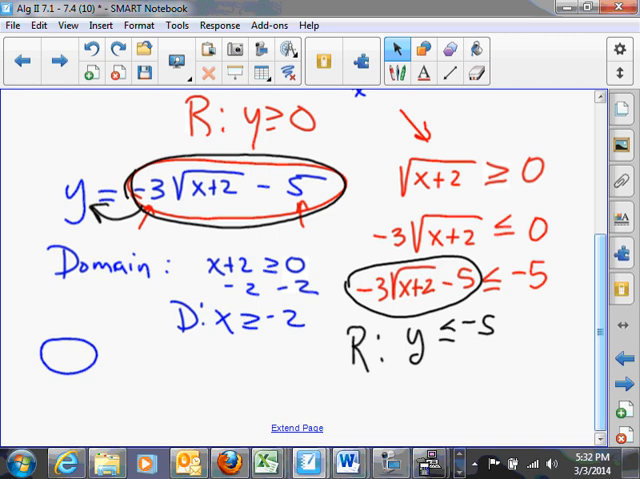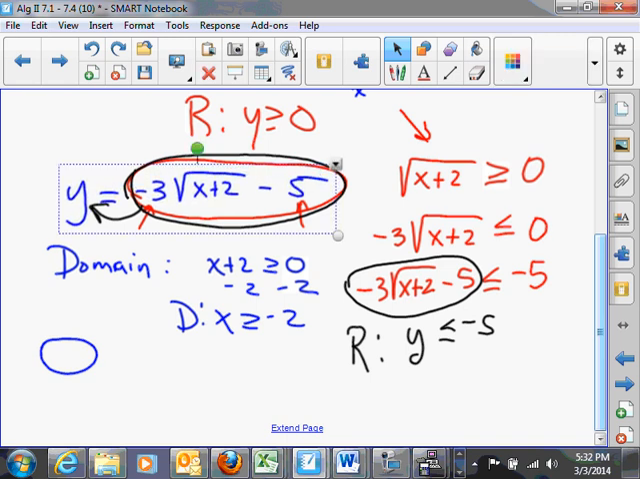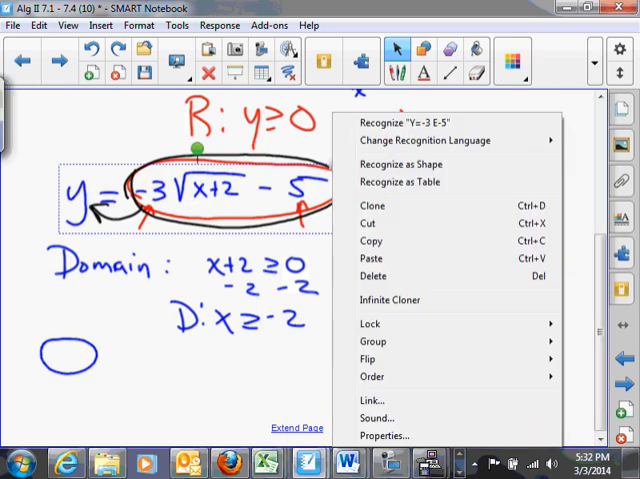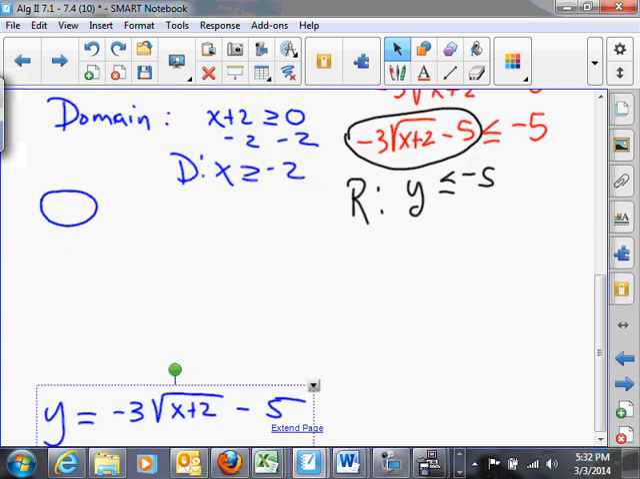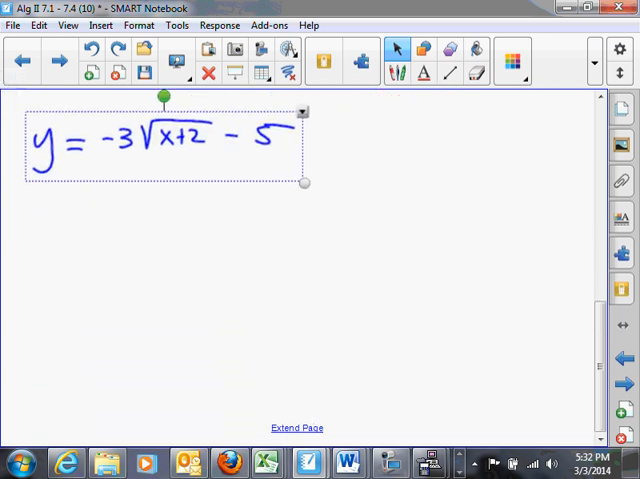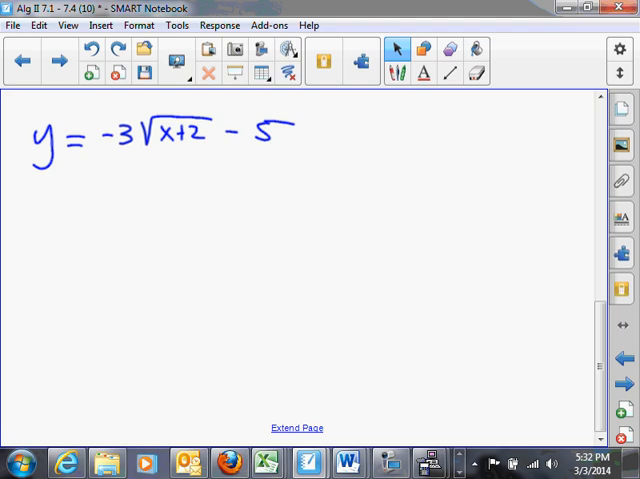All right, now, one other thing that we do need to talk about, and we may as well just use this function. So why don't we clone this and throw it down? And put it down here and talk about this as a parent function. Okay, now, y is equal to the square root of x is our parent function.